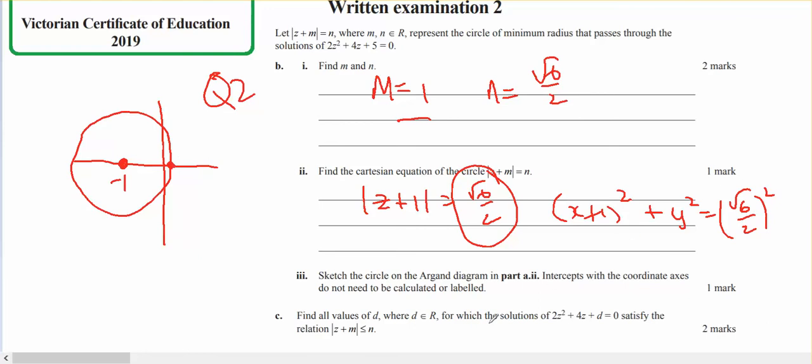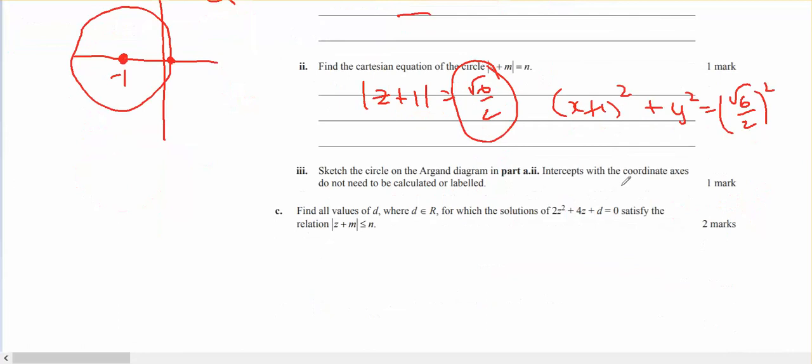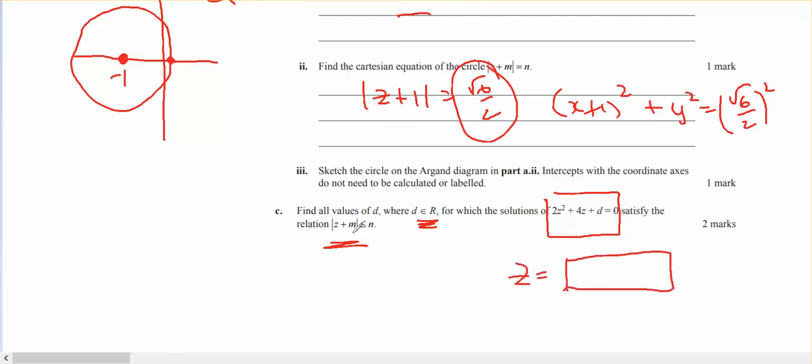Okay, so part C. Find all the values of D, where D is any real number, where the solutions to this satisfy this. So the solutions to this will be Z equals, which will be the complex numbers that are inside this circle. So all the complex numbers that appear in here.